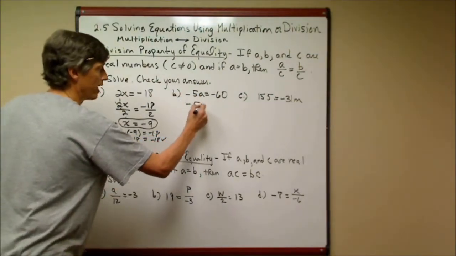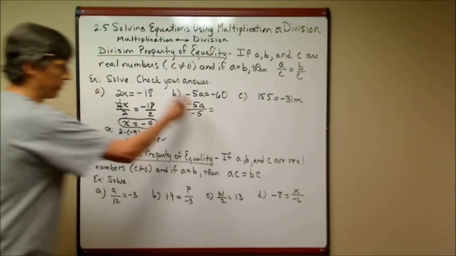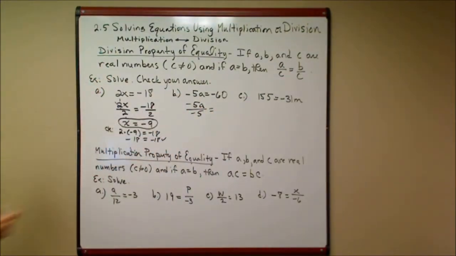So I write the side down, I divide it by negative 5, I show that with a fraction, and then on the right side I divide by negative 5.